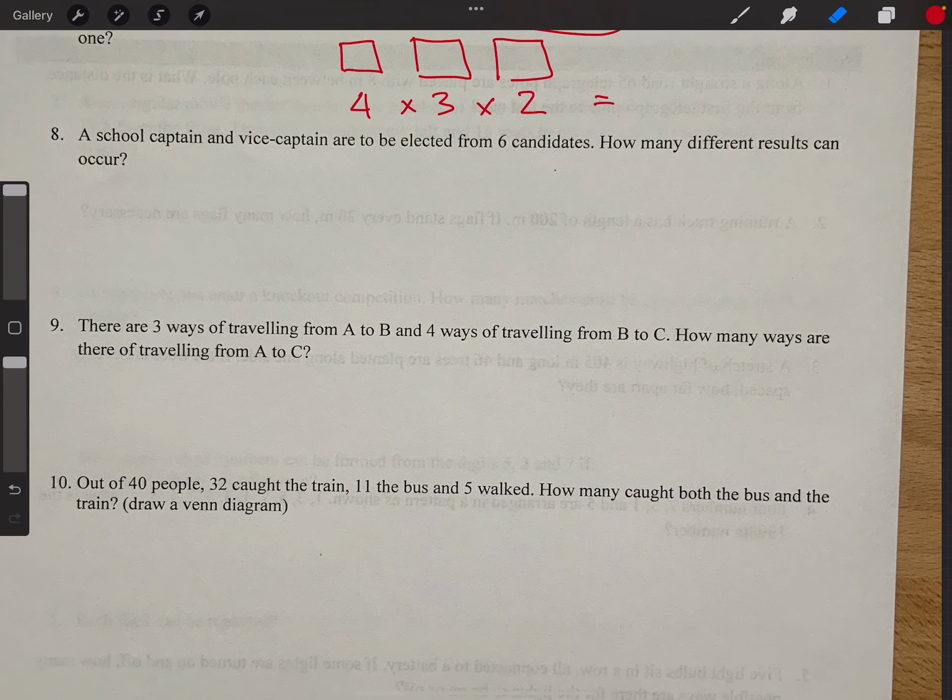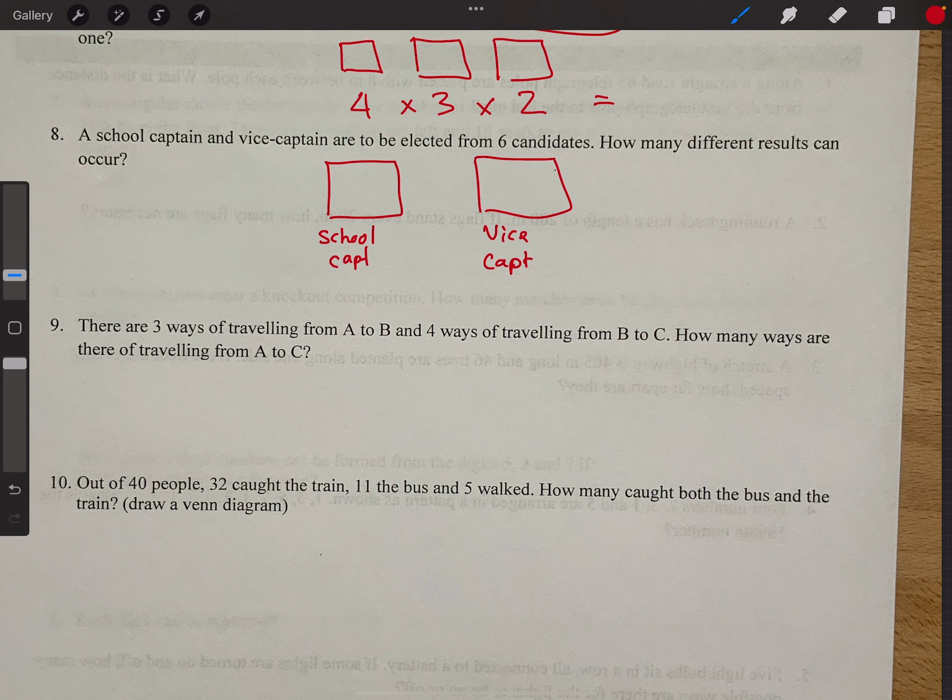Question 8. A school captain and vice captain are to be selected from 6 people. Okay, so you got school captain, and you got vice captain.